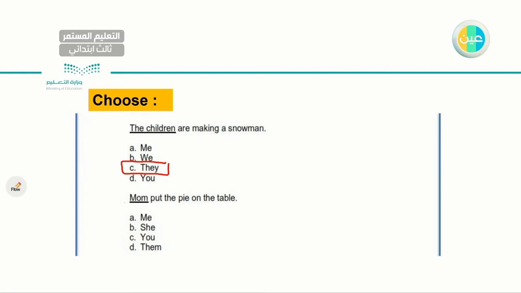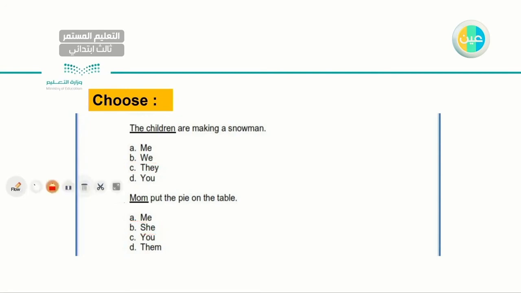Very good. Number 2. Mom put the pie on the table. Mom, my mother. Me, she, you, or them. What do you think? Very good. She is the perfect answer. So let's replace it in the sentence. She put the pie on the table. Very good and very correct.